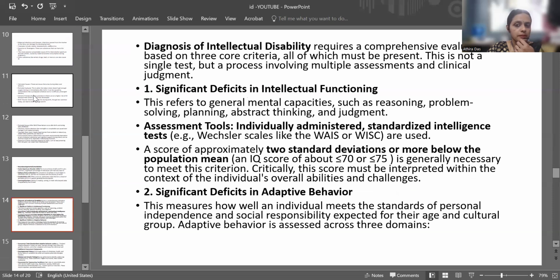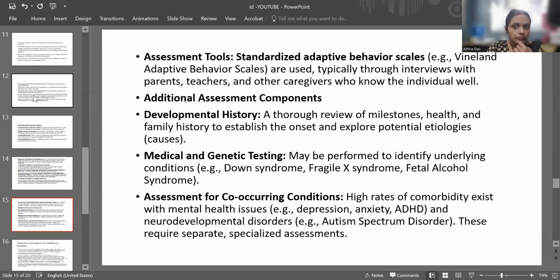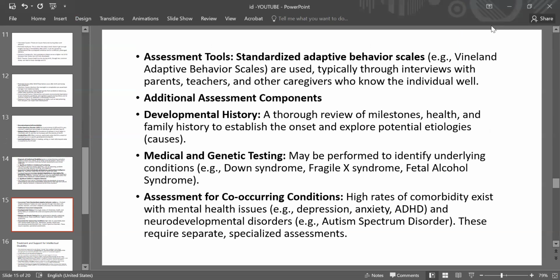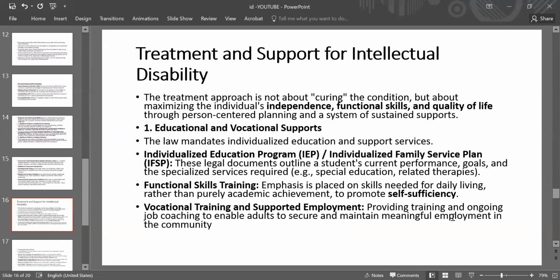Many assessments are done in order to understand the levels of individuals. Significant deficits in intellectual function can be assessed through individually administered standardized intelligence tests like Wechsler and WISC. Significant deficits in adaptive behavior can be identified through scales of adaptive skills, while additional assessment can be done through developmental history, medical and genetic testing, and assessment of co-occurring conditions. The treatment is usually a comprehensive treatment that we utilize.